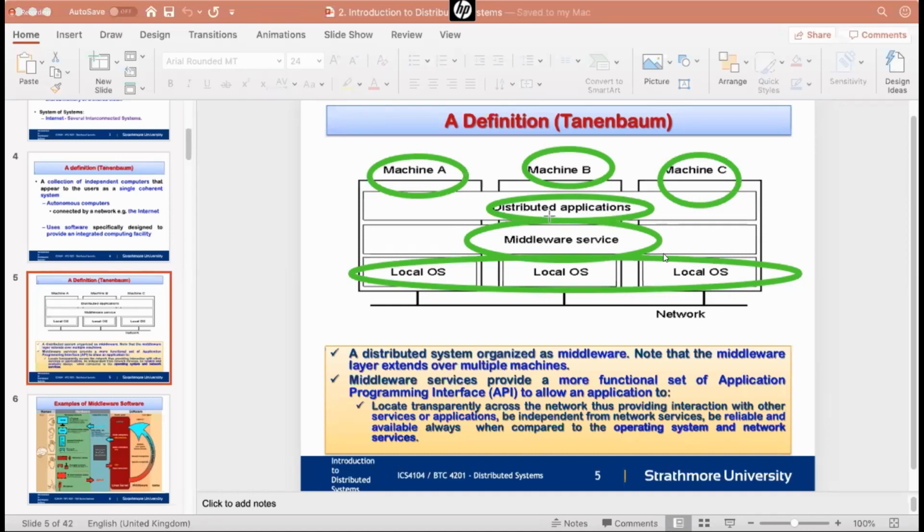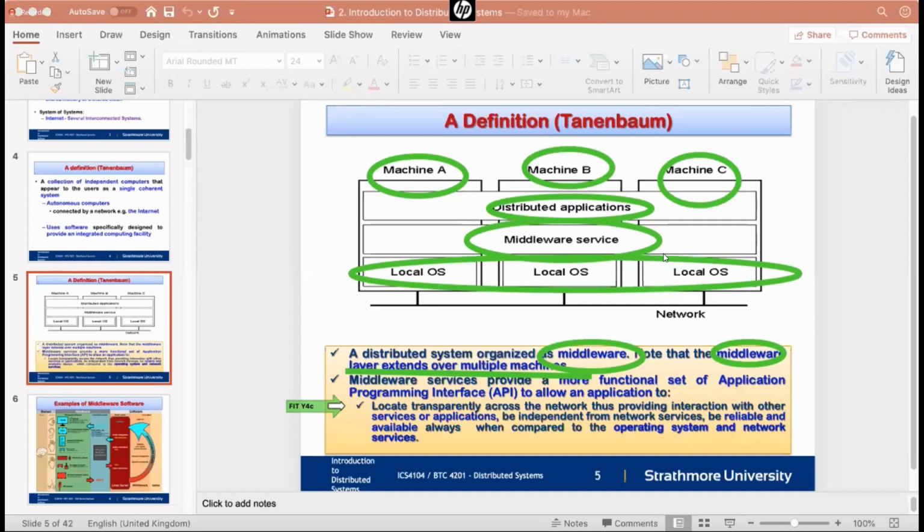Now, on the concept of that definition by Tannenbaum, part of the software we need is what we call middleware, and middleware extends to all of these computers, all the multiple machines. You can see, like I said here, middleware and distributed system at the top there, and it provides an API. The API allows them to locate transparently across the network.